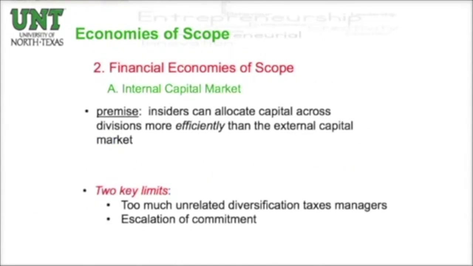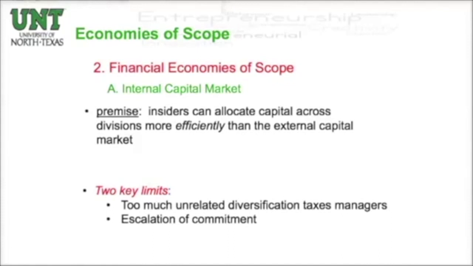Okay, the next economy of scope, that is the next reason to diversify, would be financial economies of scope. All right, let's first talk about the internal capital market. The idea is that inside people that work for the company, that is the firm, they can allocate capital across divisions a little bit more efficiently than the external capital market can, right? One reason would be taxation reasons. So there'd be a little bit of a break for a firm to reinvest money instead of issuing dividends to shareholders, and then shareholders using that to buy companies in different industries.